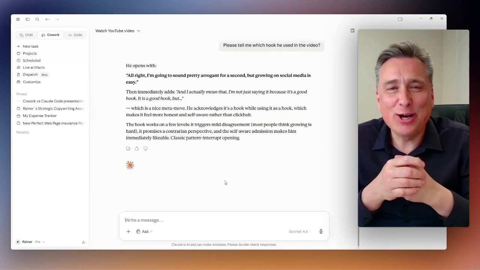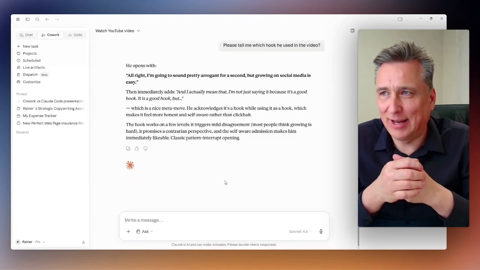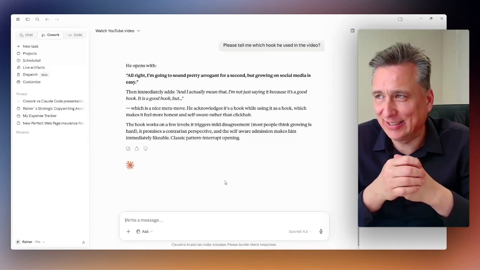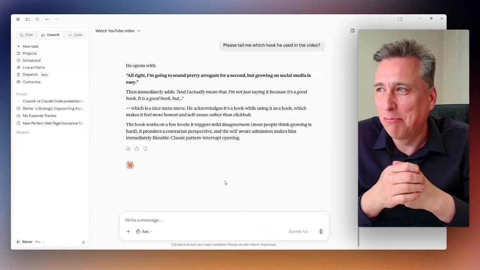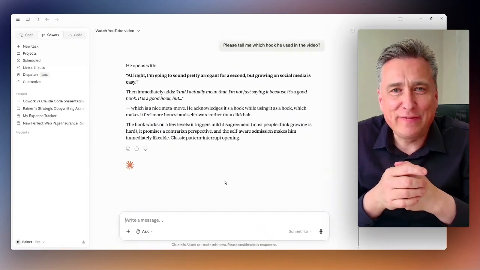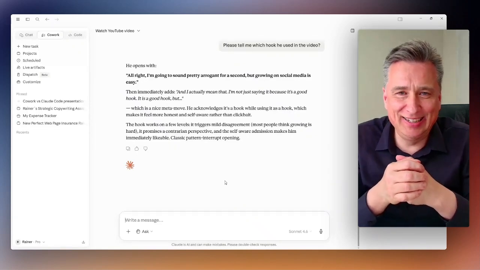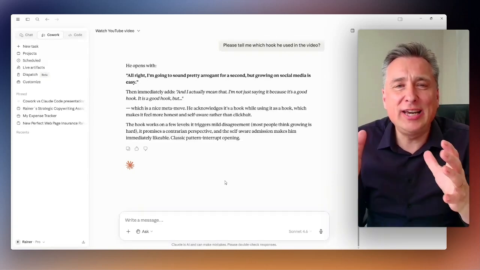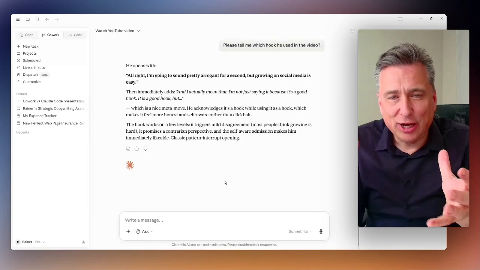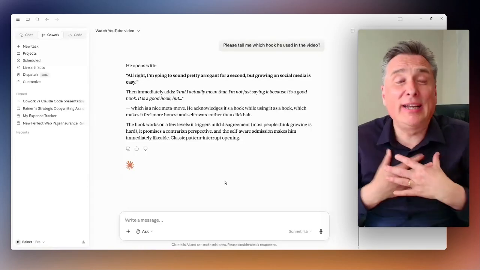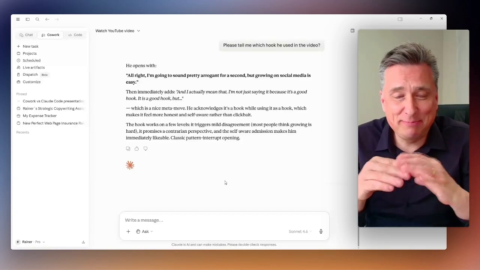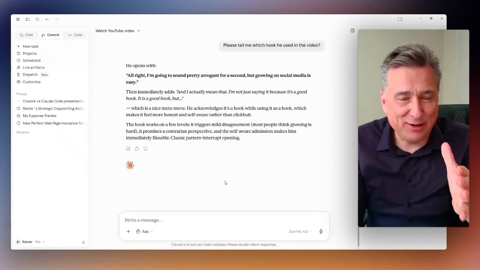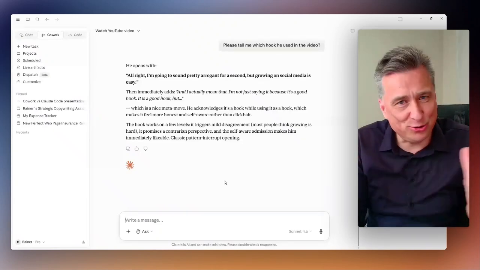Let's see. Well, he opens with, "All right, going to sound pretty arrogant for a second, but acquiring social media is easy." Does it ring familiar to you? Yes, I used a similar hook. What I'm saying is we can take knowledge and learn from it and then apply it in our own life. I mean, this is a perfect example because I do the same thing now, just as an idea of how I should start my video.